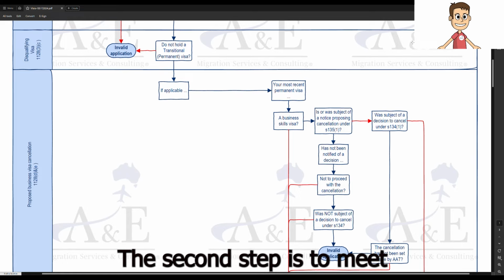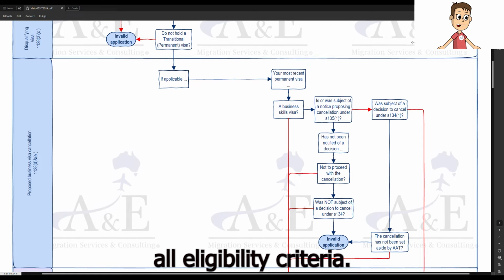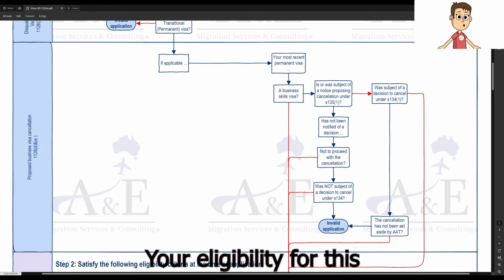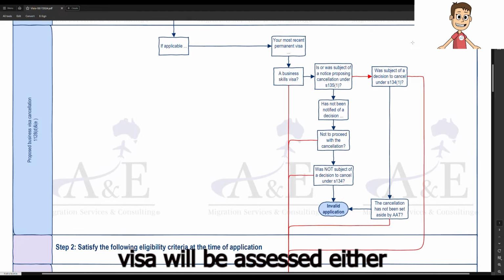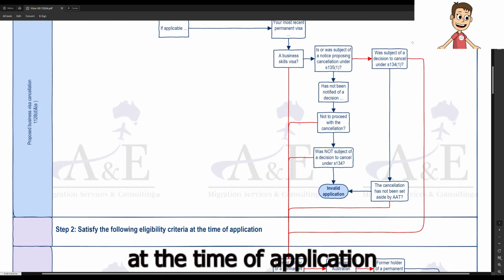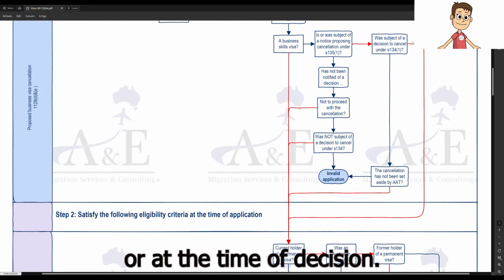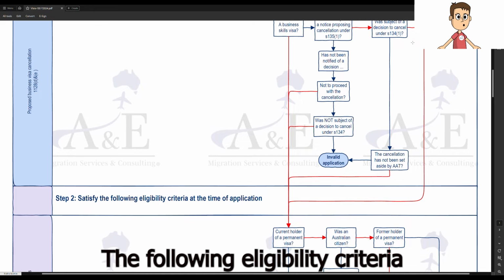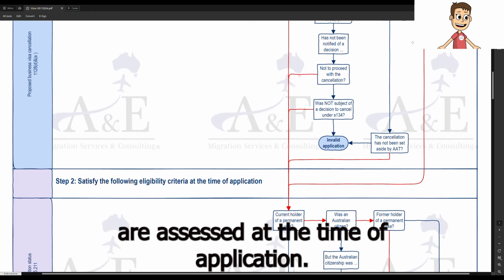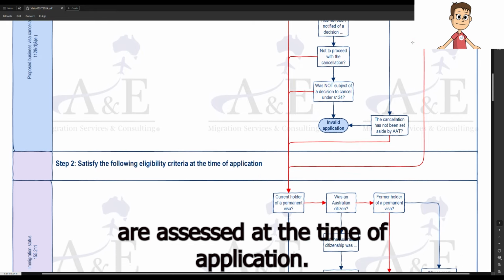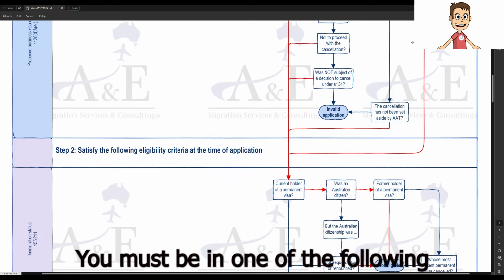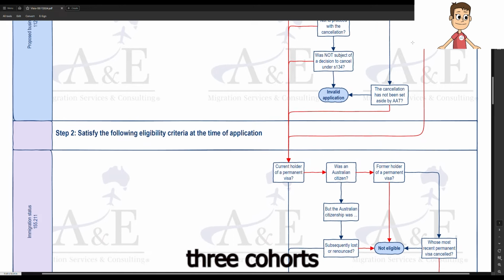The second step is to meet all eligibility criteria. Your eligibility for this visa will be assessed either at the time of application or at the time of decision. The following eligibility criteria are assessed at the time of application. You must be in one of the following 3 cohorts.